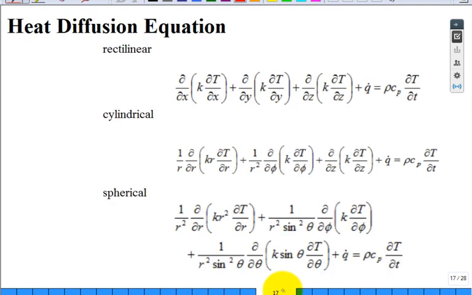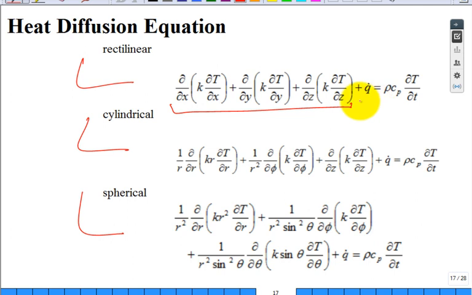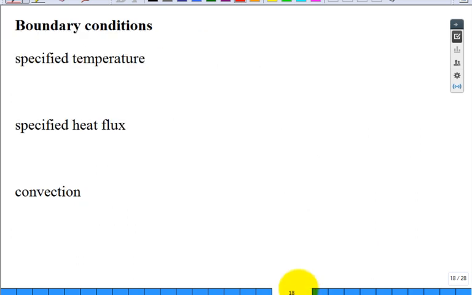There it is, heat diffusion equation in all its glory. Rectangular, cylindrical, spherical. I have that Laplacian, I have the heat source, I have the accumulation term. A lot of times the k is constant, comes outside, but if it's not constant, you leave it in, you have to deal with it mathematically. Boundary conditions, challenging, very challenging.